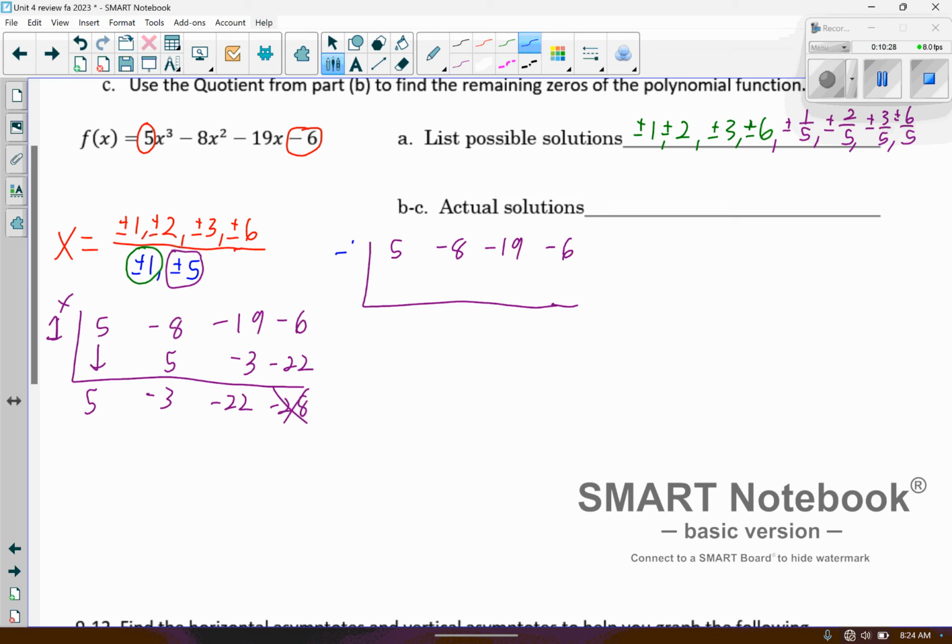And then we're going to try -1. So we drop the 5. 5 times -1 is -5. That adds up to give us -13. We multiply that together. That's +13. That adds up to -6.